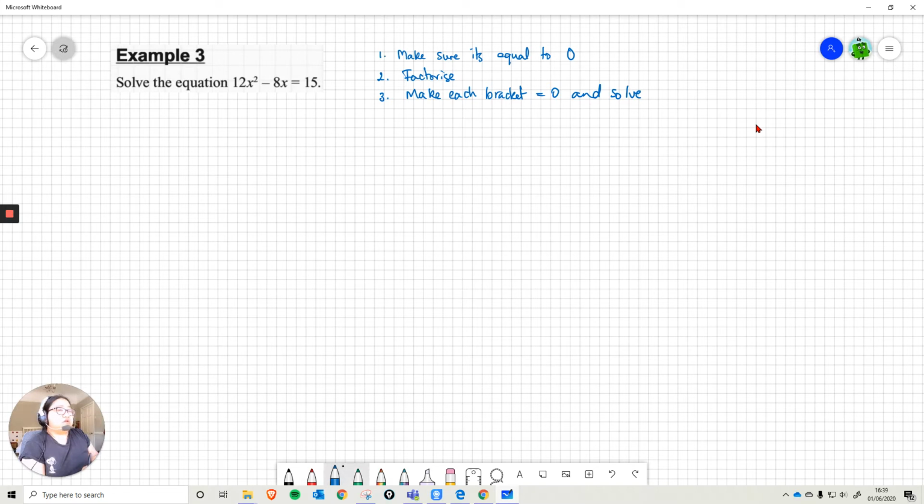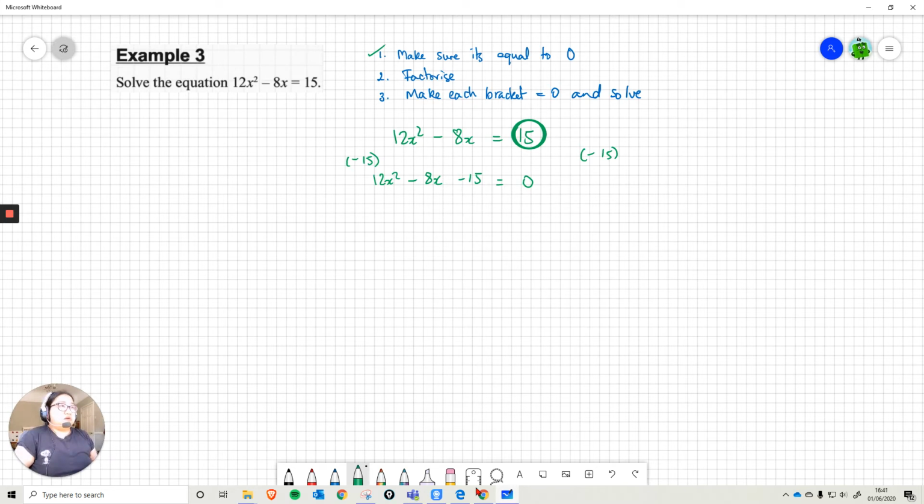So this particular equation doesn't equal 0. It's 12x squared minus 8x equals 15. So we need to do a bit of rearranging. I want this to equal 0. So if I want 15 to equal 0, I'm going to subtract 15 from the right-hand side to make that equal to 0. But if I subtract 15 from here, I've got to subtract 15 from the left-hand side as well. So I'm going to have 12x squared minus 8x minus 15. Now my equation equals 0, and that's my first step complete.